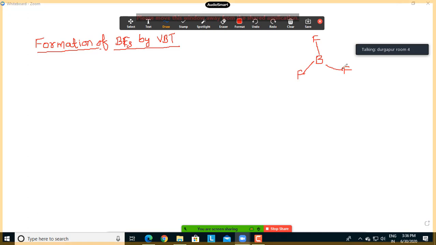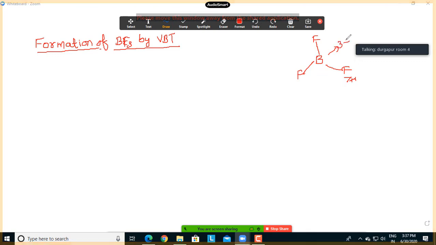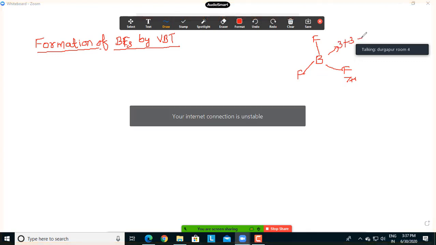Fluorine makes single bond. So 7 plus 1, octet complete. This fluorine also octet complete, 7 plus 1. This fluorine also octet complete. For central atom boron, okay, the central atom boron has how many electrons? Its valency shell has 3 electrons. Now 3 electrons added, you get 6 electrons.